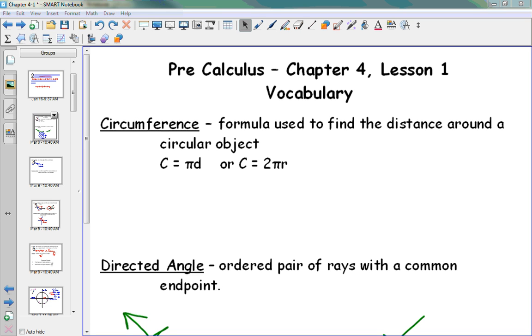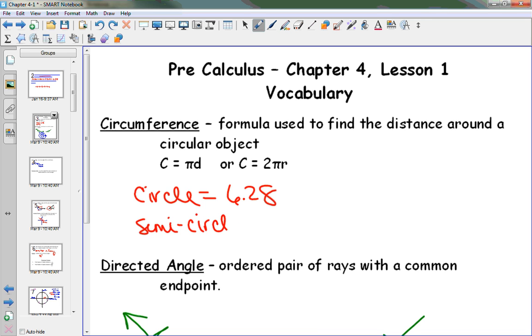Formula used to find the distance around a circular object. We already talked about this. We know it's pi d and also 2 pi r. We also know that the circumference of a circle of radius 1 is 6.28. Of a semicircle or a half circle, it's going to be what? Half, that's 3.14. 3.14. Okay?